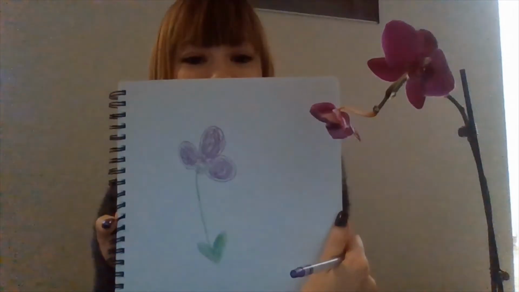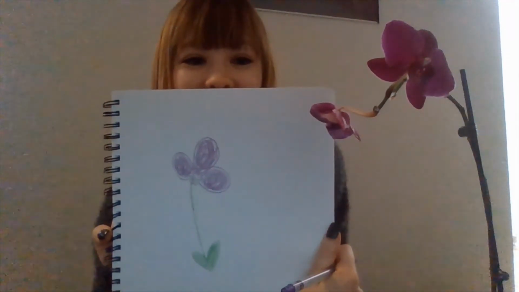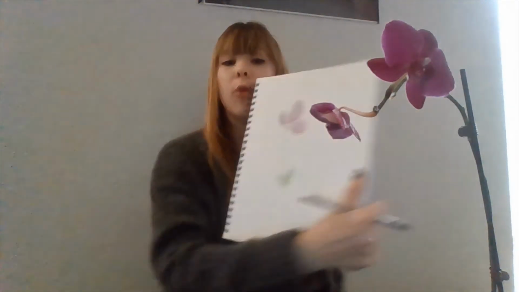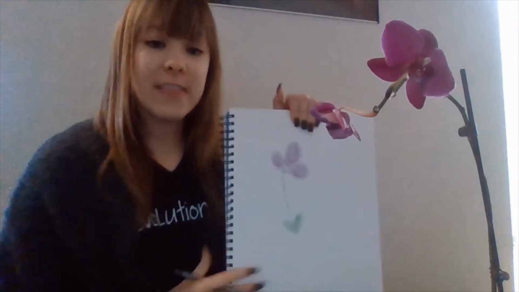And there we go. There's my flower. So now I need to write a sentence that tells what my flower is and if it's a living thing or a non-living thing. So I know my flower needs air, water, and food to survive, so it's a living thing. So I'm going to write, my flower is living.